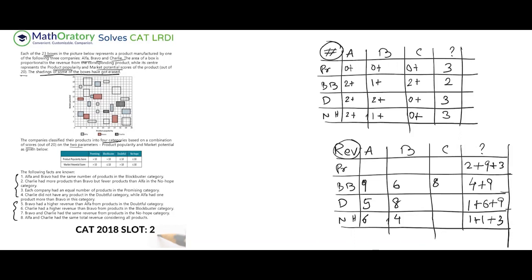So first, let me take a count of those products. So where will the transmission happen? So Alpha and Bravo. So first information, first bullet point or first numeric point. Alpha and Bravo had the same number of products in the blockbuster category. So Alpha and Bravo have to have the same number of products.